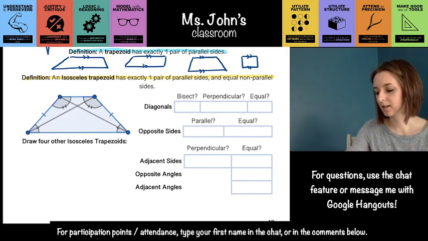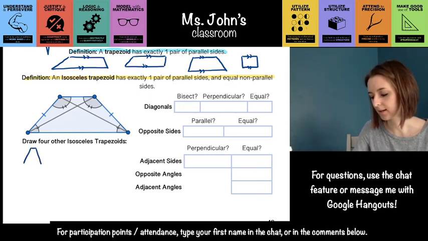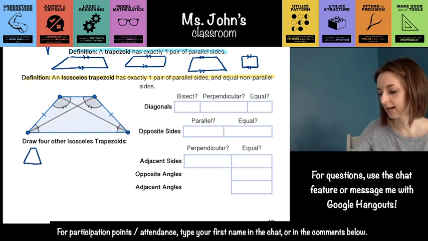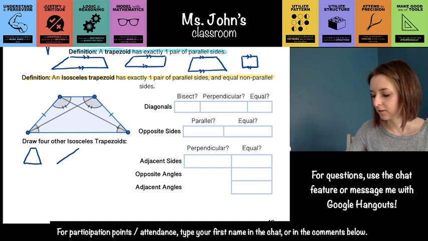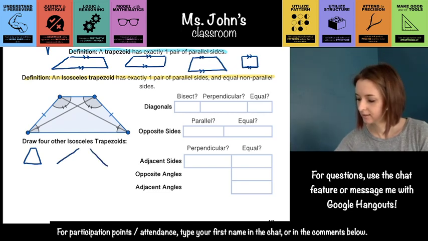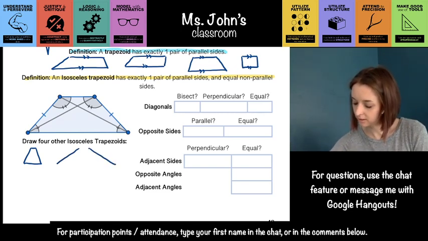So first I'm just going to draw a couple of other things that qualify as an isosceles trapezoid. Here's one with short parallel sides. You could also have a really flat one, oops, trying to make those the same.